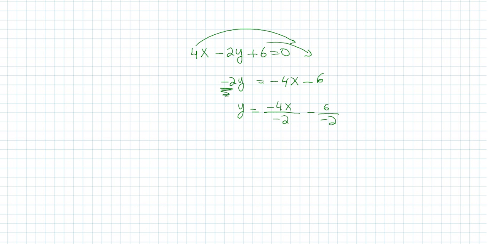Now let's try to simplify this. What's negative 4x over negative 2? 2x positive? Yes, because negative over negative is positive. How about negative 6 over negative 2? Positive 3. Again, negative over negative gives me positive. Does this equation look like y equals mx plus b to you? Good. What's the slope? 2. The slope is 2.